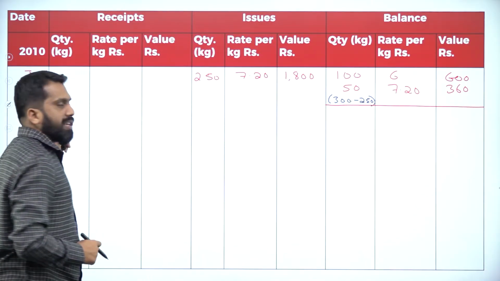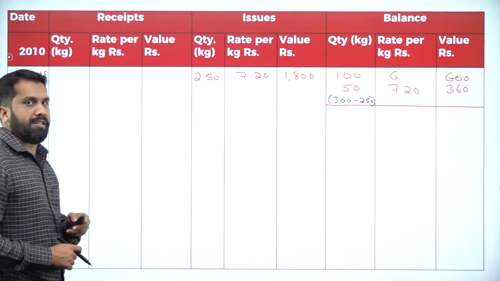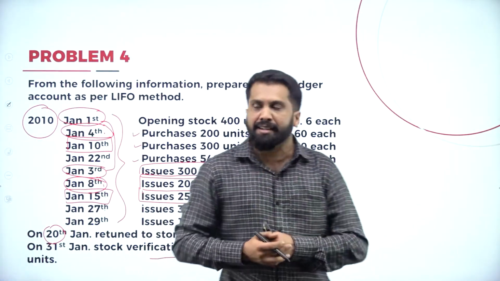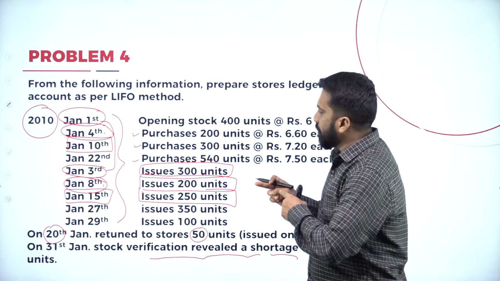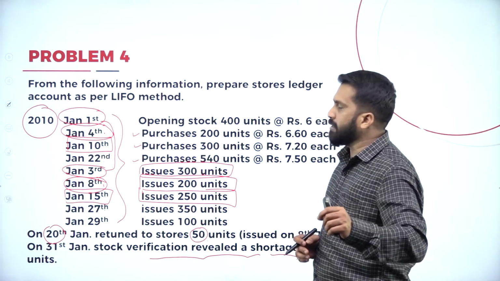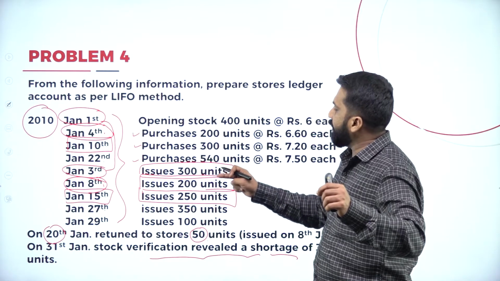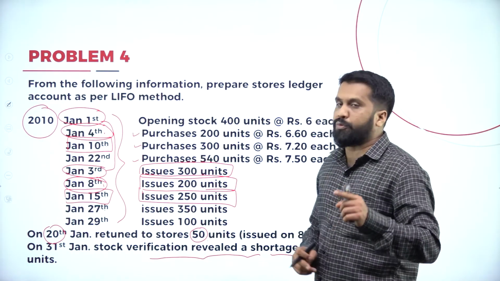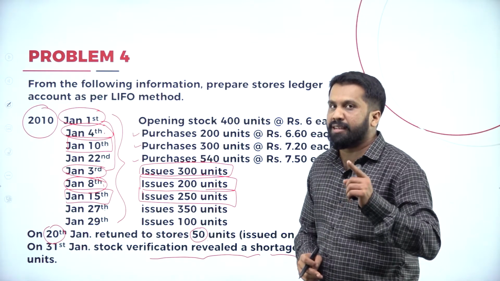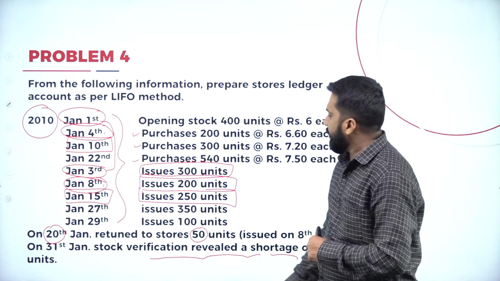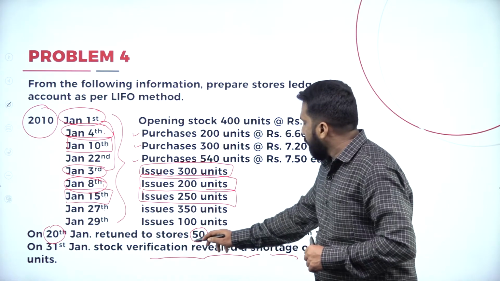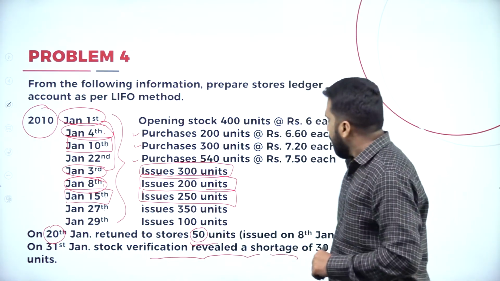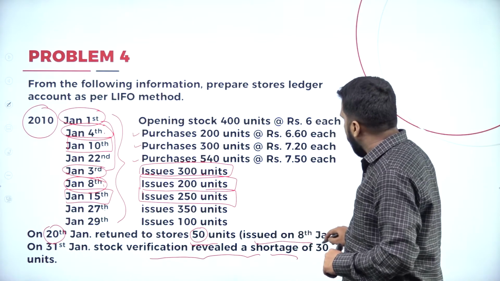So which date we completed? January 15th. Now, in the question, do you find January 16th? No. January 17th? No. January 18th? No. January 20th? Yes, we have January 20th. Jan 20th, there is a return to store 50 units. How many units? 50. Now, in the bracket, issued on 8th.